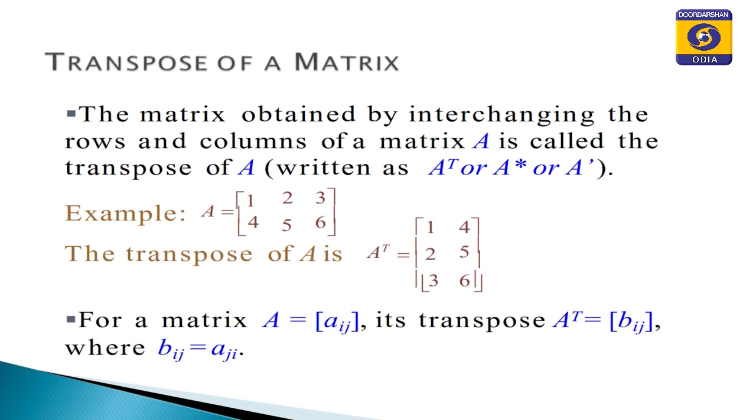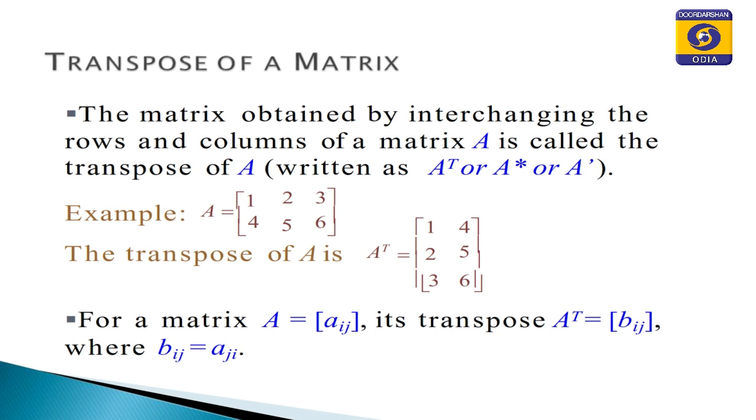If A is a matrix, then the transpose of A, denoted by A to the power T or by A dash, is defined as interchanging the rows and columns of the matrix. Here is an example. Suppose A is the matrix 1, 2, 3 and 4, 5, 6, which is a 2 cross 3 matrix. Then the transpose of A, denoted by A T, becomes 1, 4, 2, 5 and 3, 6.